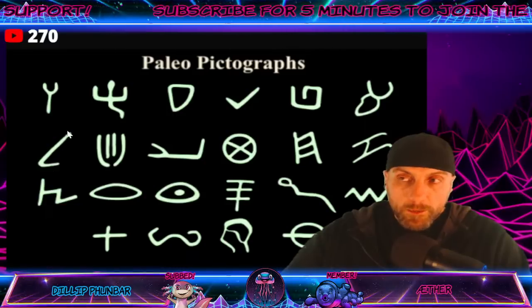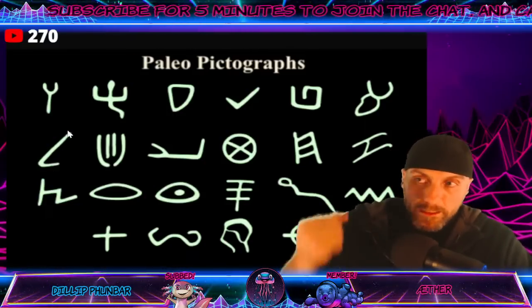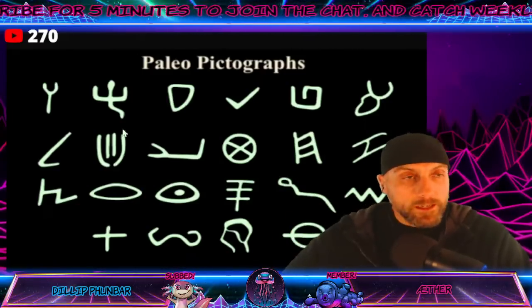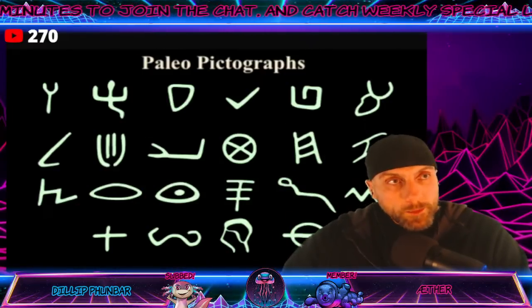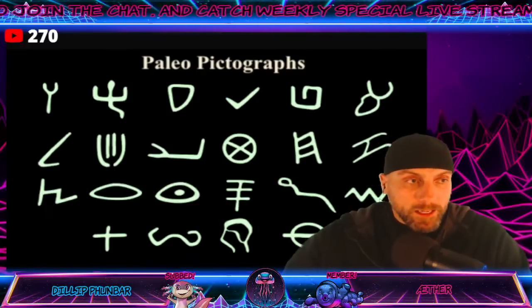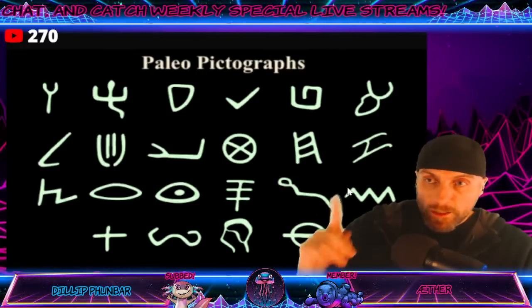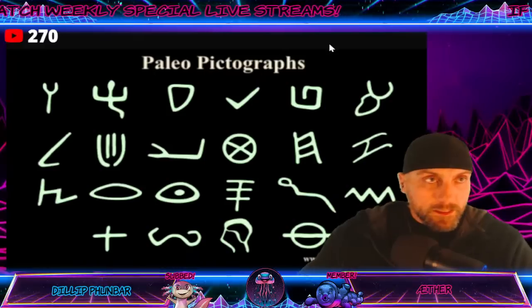There it is right there. An upside down, sort of slanted shepherd's staff. That's what that is. All right, cool. Next up is the letter M in the modern language. It's just a scribbly line. It looks just like the letter M. Basically, it's very close to that.